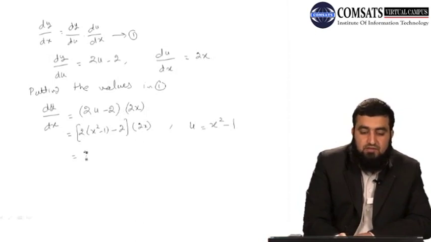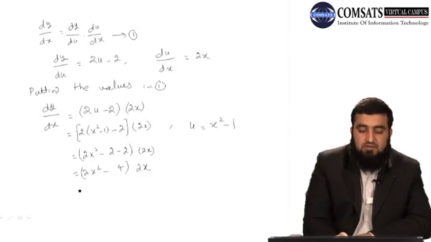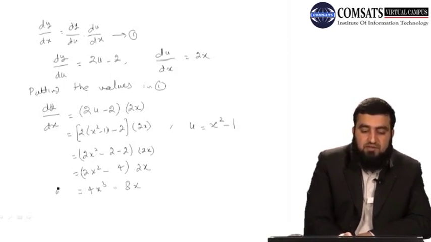So we will have here 2x square minus 2 minus 2 into 2x. So this is 2x square minus 4 into 2x, and this primarily gives us 4x cube minus 8x. So this is the dy by dx.